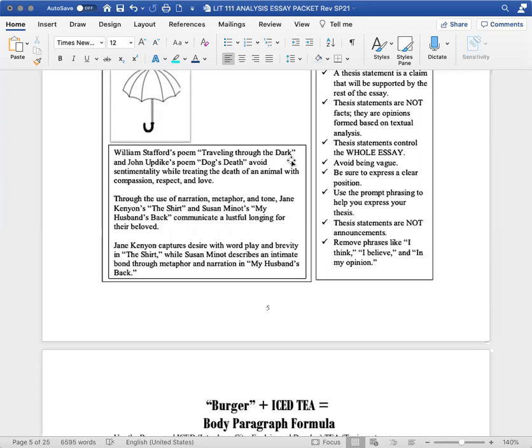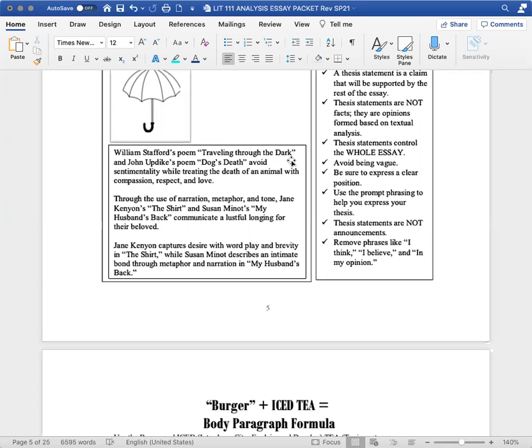So thesis statements are something like: William Stafford's poem Traveling Through the Dark and John Updike's poem Dog's Death avoid sentimentality while treating the death of an animal with compassion, respect, and love. All right, so we can see one paragraph will be about how they avoided sentimentality. We'll see that there's going to be a section about how both of the animals' deaths were treated with compassion, one about respect, and one about how it was with love.